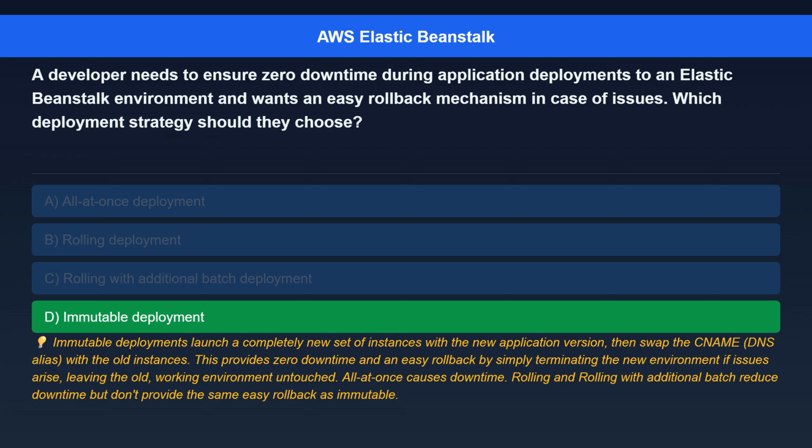working environment untouched. All at once causes downtime. Rolling and rolling with additional batch reduce downtime, but don't provide the same easy rollback as immutable.